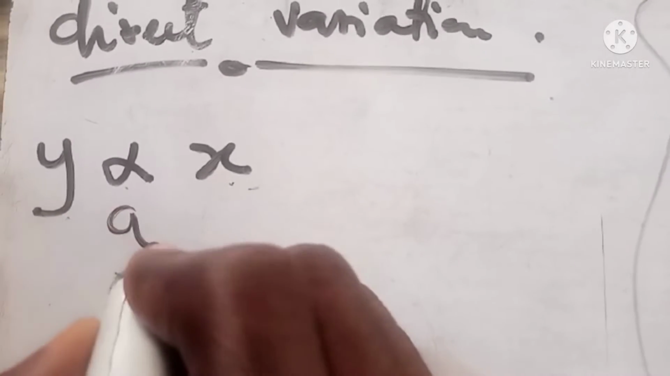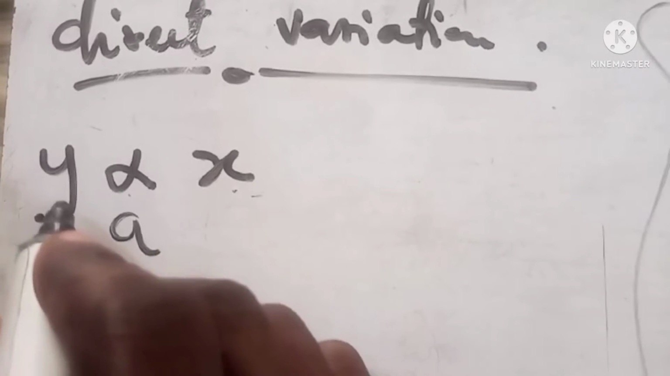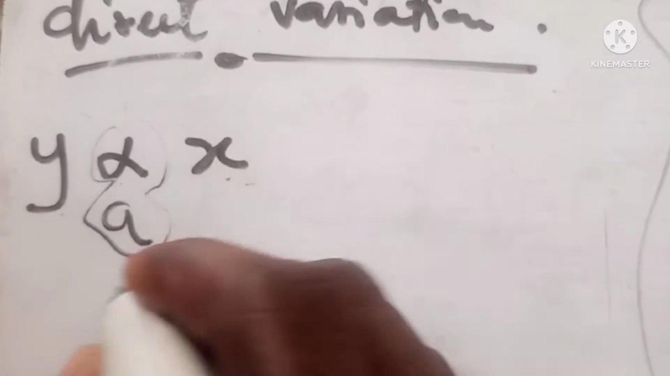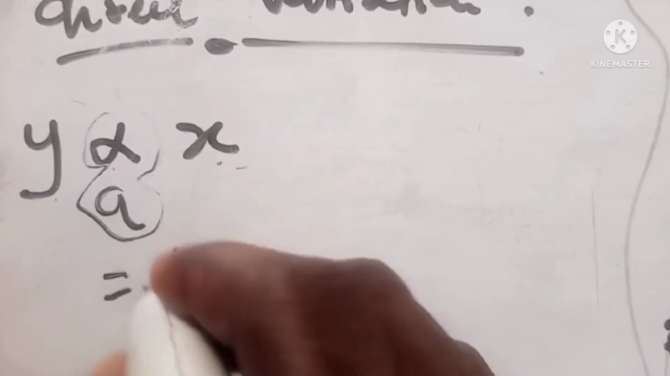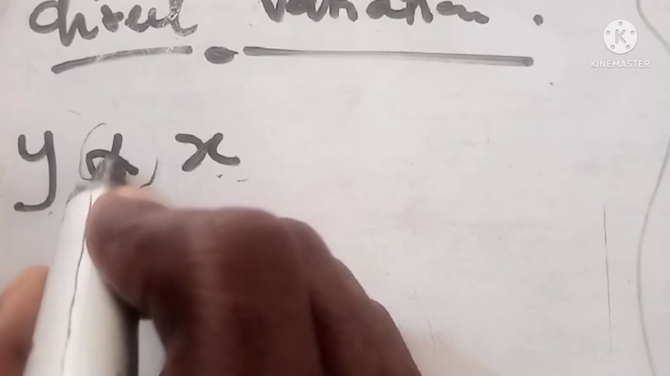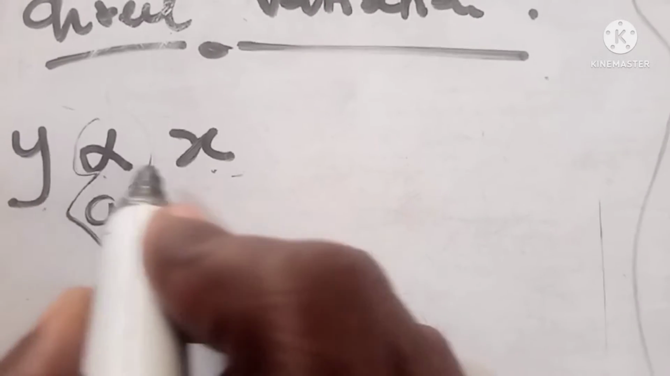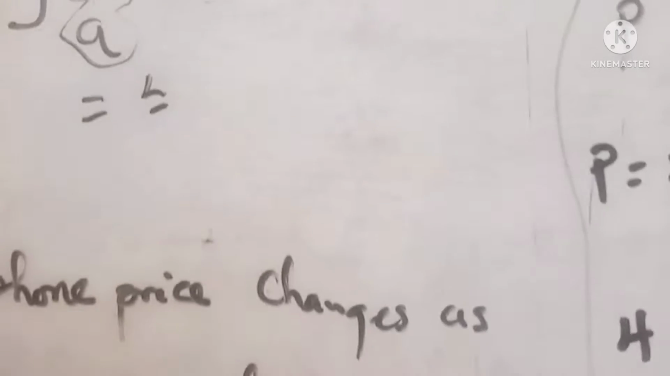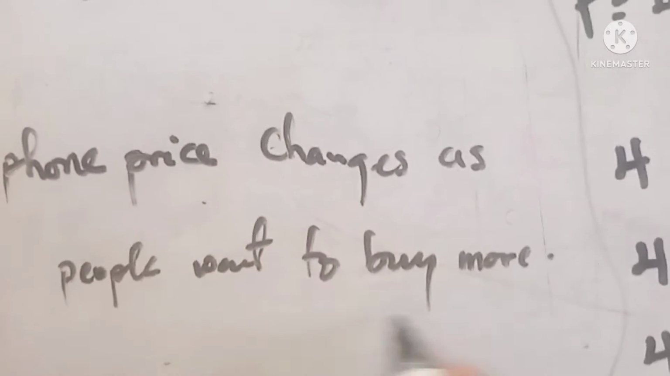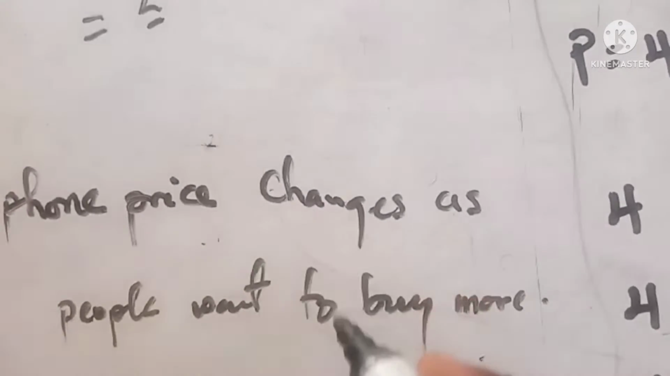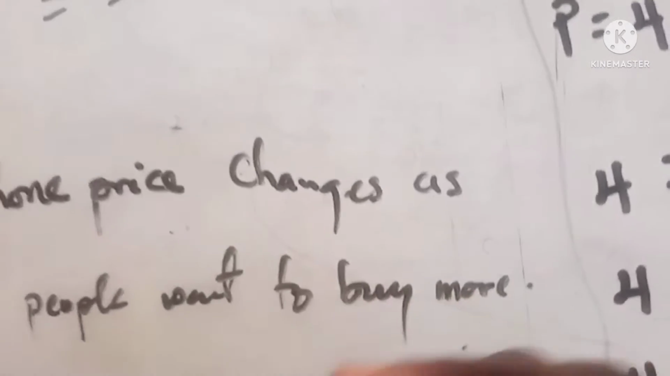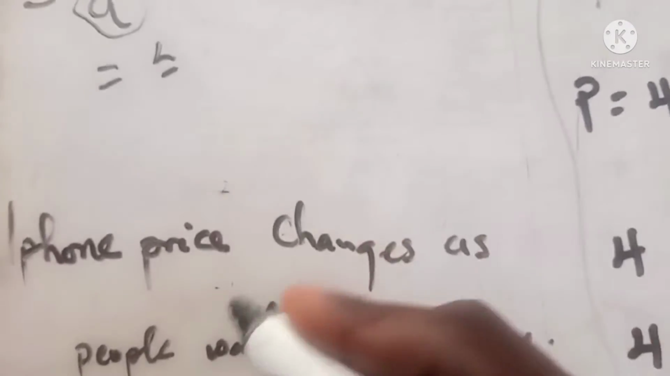Or maybe some books use something like this. Is that okay? They say y varies directly as, and this is a symbol that we are not familiar with, neither equal to, less than, nor something we can perform an operation with. So the first step is that you must change this symbol to something that we can easily solve. The scenario here is that the iPhone price changes as people want to buy more. The price may change if people want to buy more, but how does it change? We don't know how it is changing. That is one thing you have to focus on.